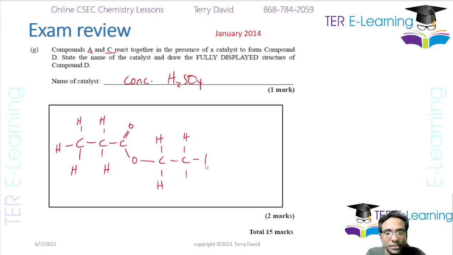So all they want us to do is to draw it. They didn't ask us to name it, right? If they had asked us to name it, then the name of this would have been ethyl propanoate. Right? That's the name of the ester in this particular case here.